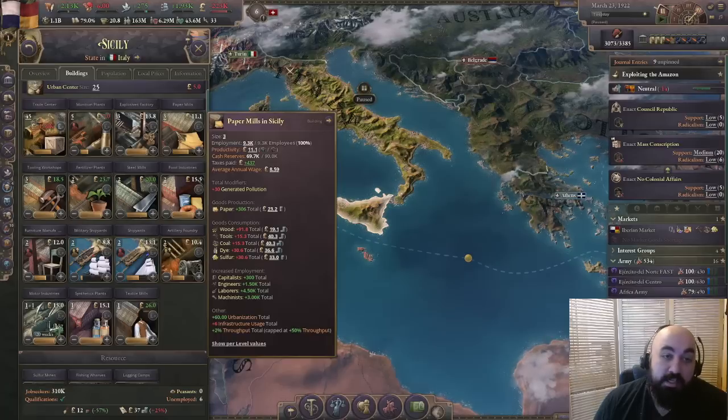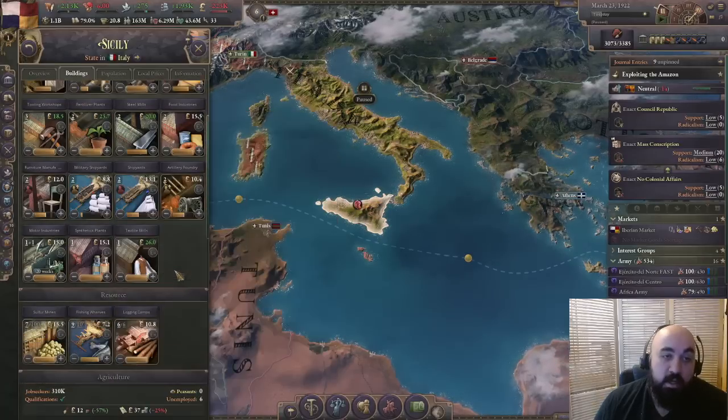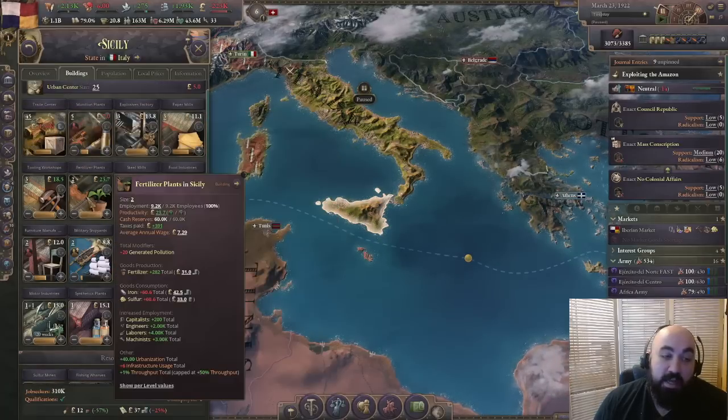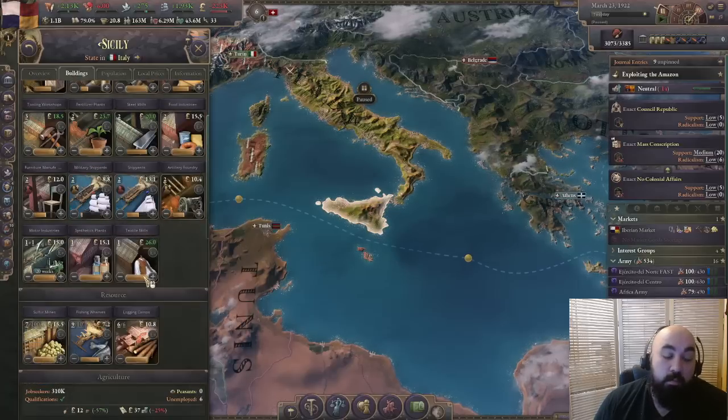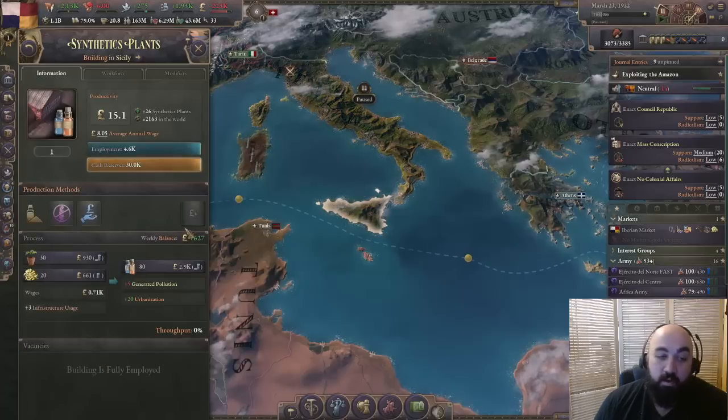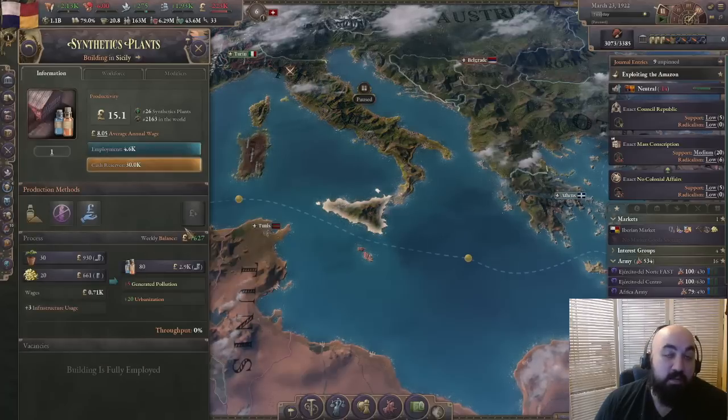You want most of your places that have paper to be sulfur places. You want most of your places that have fertilizer to be sulfur places. And so you will want to have this all be vertically integrated. Probably the only place I'd ever build synthetics plants is where there is sulfur, generally speaking, as well.